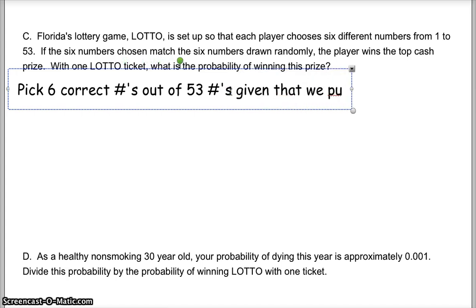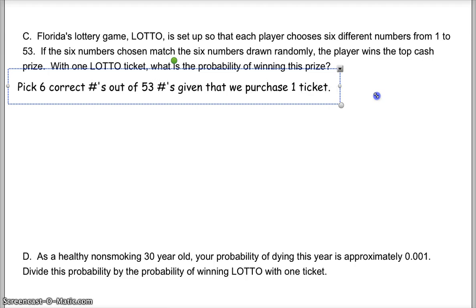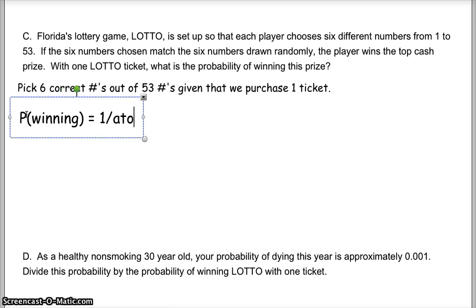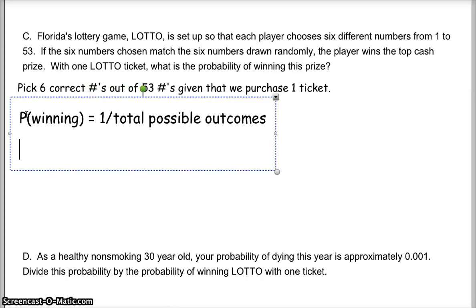Given that we purchase 1 ticket, how many chances do we have to pick the winning ticket? So our probability of winning, if we purchase 1 ticket, is 1 divided by our total possible outcomes. Well, let's talk about those total possible outcomes. I know that I have 53 numbers and I've got to pick 6 of those.